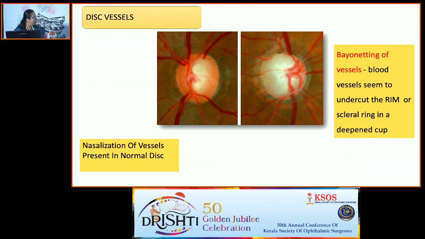Now, you look at the disc vessels. One finding is nasalization of vessels in a normal disc. In a normal disc, if it is large also, you can see the nasalization of vessels. And also bayoneting, where the blood vessels seem to undercut the rim or scleral ring in a deepened cup.